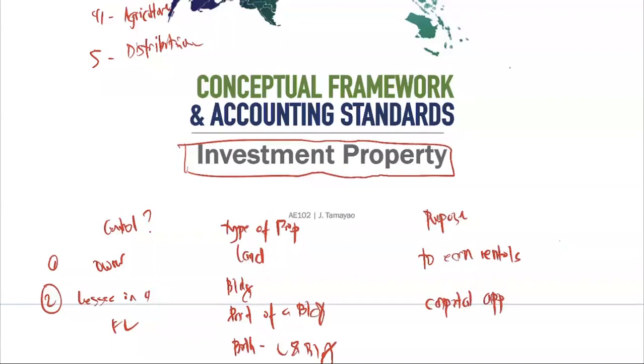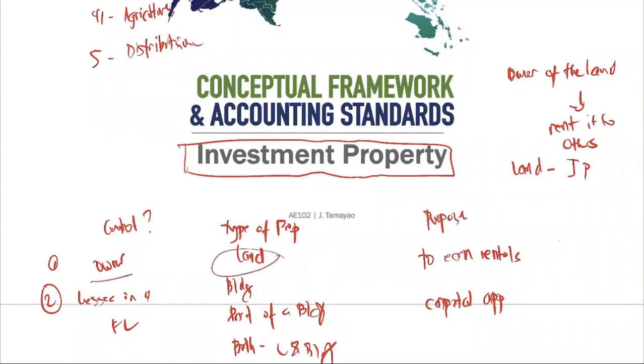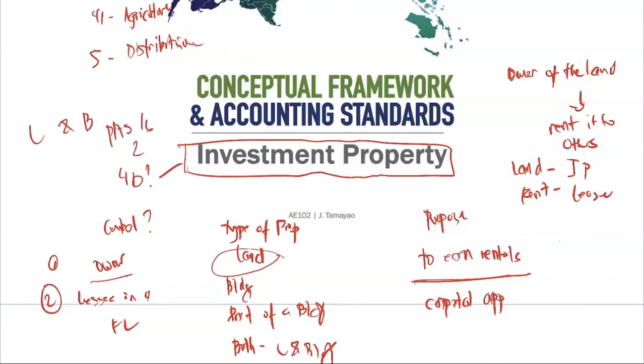So, for example, if you are the owner of the land and you rent it to others, what do you consider here? The land is an investment property because you are the owner of the land to earn rentals, and the rent is considered a lease. So what's important here is how do we account for the land and building? Is it under PAS 16? Is it under PAS 2? Or is it under PAS 40, which is investment property? So when can we say it is under investment property?